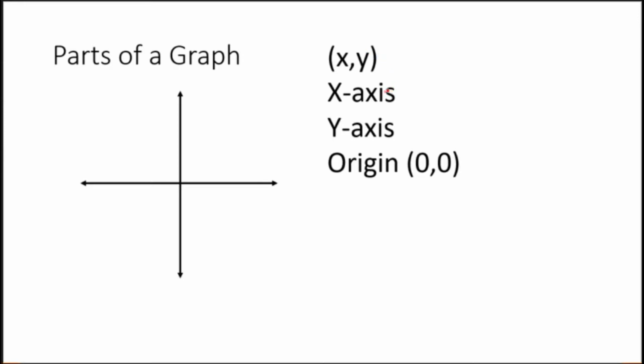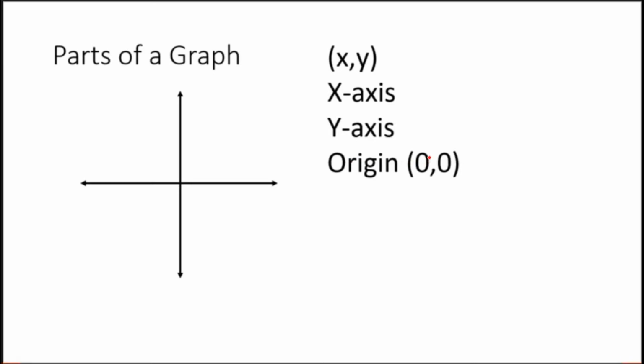So our x-axis is what we call this line here. It's horizontal, lies flat. This is where we plot our x values. Our y-axis stands up straight. It's a vertical line. This is where we plot our y values.